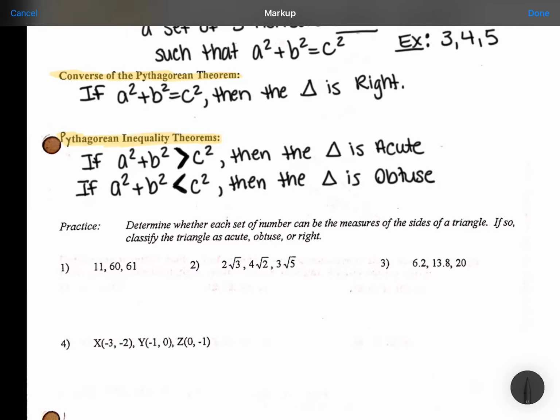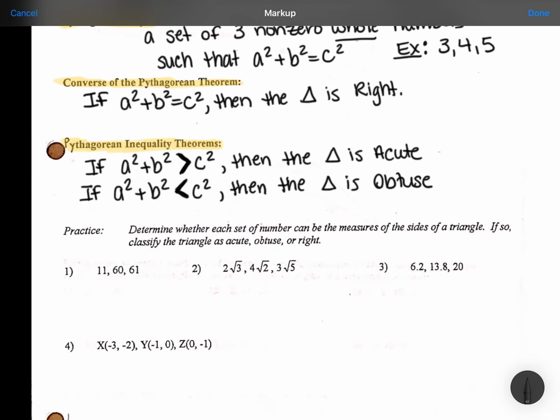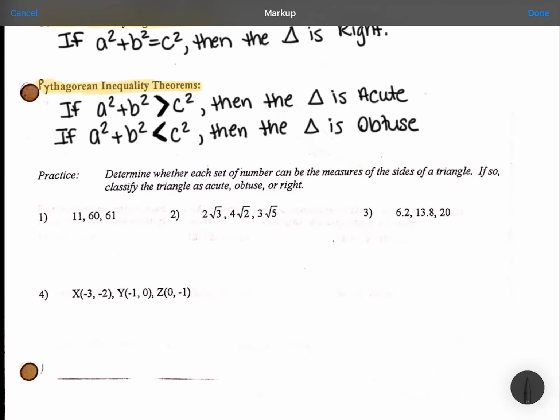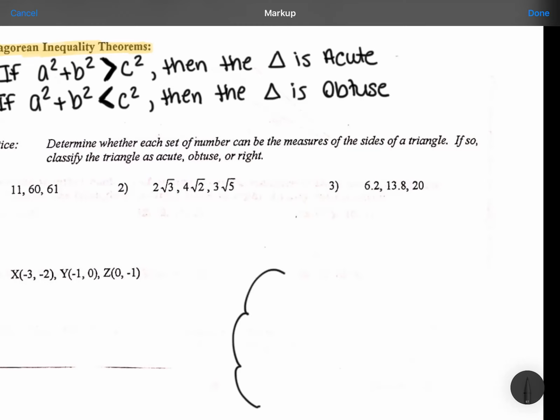All right, so we're going to do some practice, and they're going to ask us first if the measurements can even make a triangle. So we have to think about what would make a triangle. I thought all three sides would make a triangle, and that is incorrect. Because if you have, for example, and I'm just going to jot this down over here, a little note.